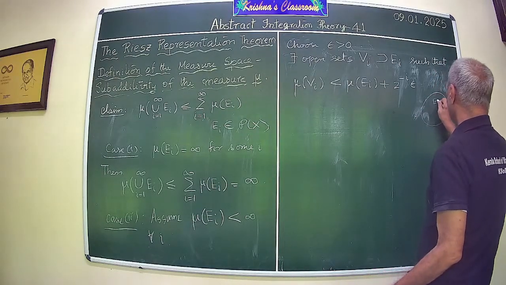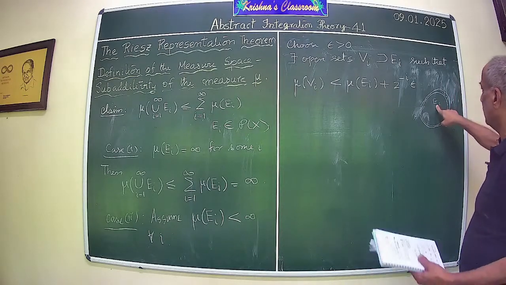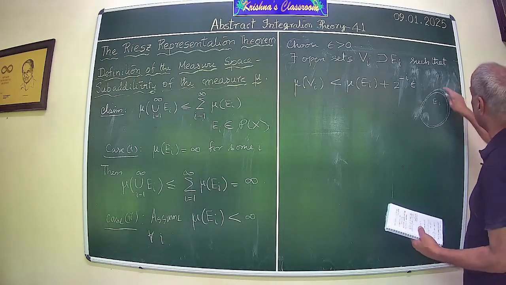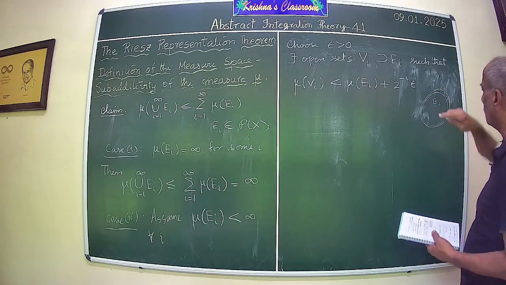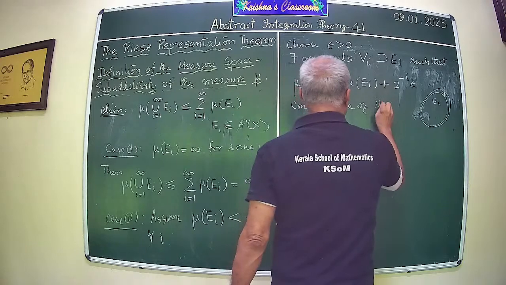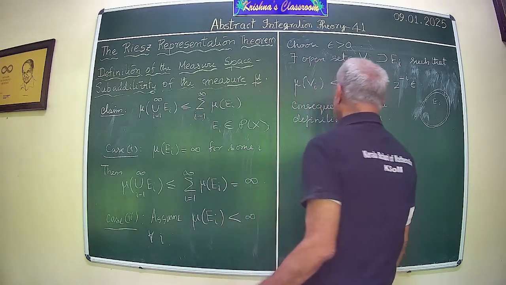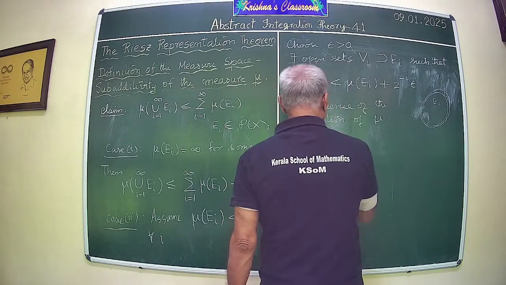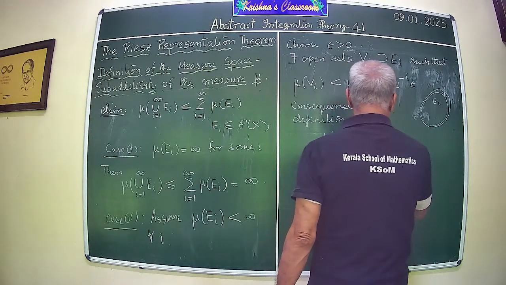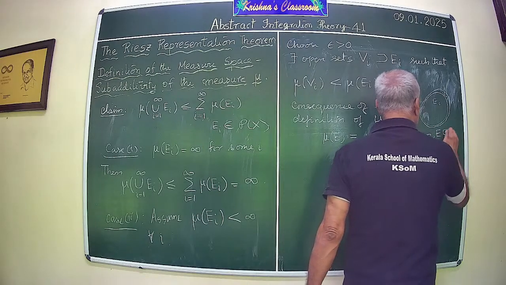You have Ei, and Ei can be approximated as closely as you want, so that if you add 2 to the power minus i epsilon to mu Ei, it would be bigger than mu Ei. And that is a consequence of the definition: mu of E is equal to the infimum of mu V, V open. This is the definition.